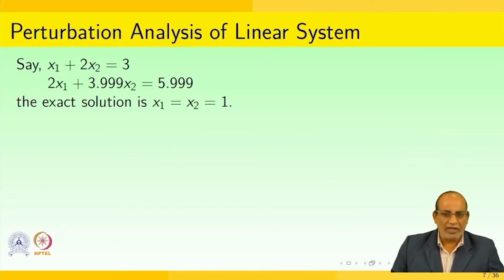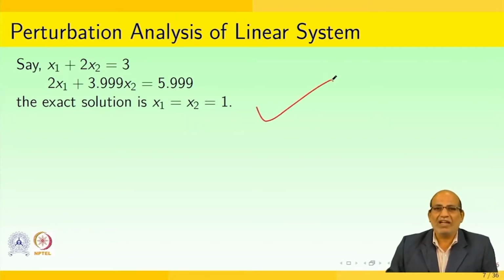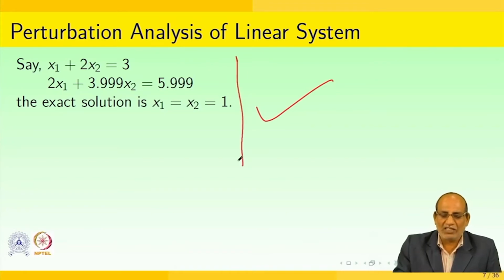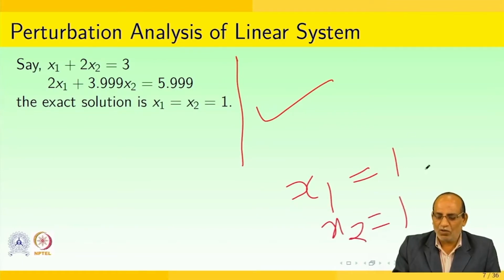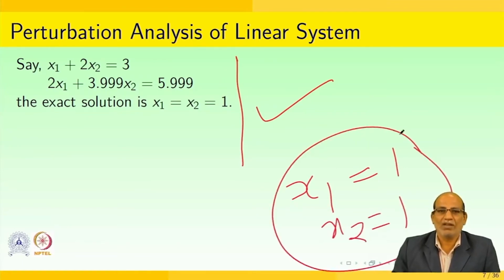Now, let us look into the issue of perturbation. Let's say that we have a system x1 plus 2x2 is equal to 3, and 2x1 plus 3.999x2 is equal to 5.999. So what is the exact solution for this? The exact solution is x1 equal to 1, x2 equal to 1. Because when you substitute, 1 plus 2 is equal to 3 and 2 plus 3.999 is equal to 5.999. So this is the exact solution.